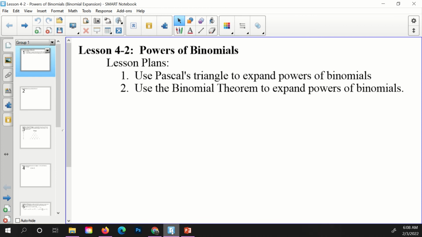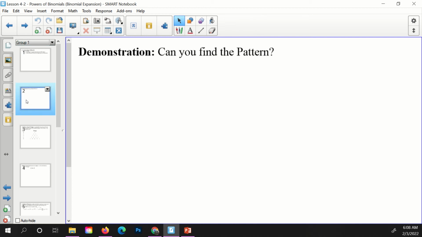Today we are going to be talking about powers of binomials, and we're going to be multiplying some binomials out using Pascal's triangle and the binomial theorem to expand powers of binomials. But before we get to that, let's do a little demonstration, and I want you to pause here in a second and see if you can find the pattern.